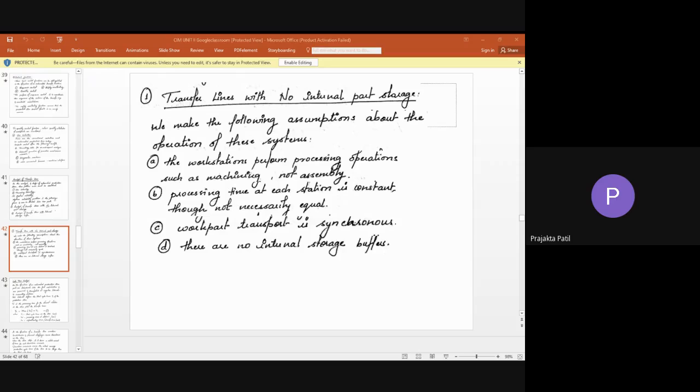So the next assumption that we have here is the processing time at each station is constant, though it need not necessarily be equal. Okay, so understand the difference between constant and equal. They are not the same. Constant processing time is what we assume.